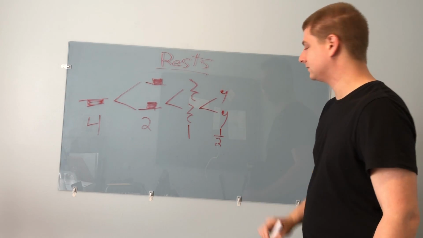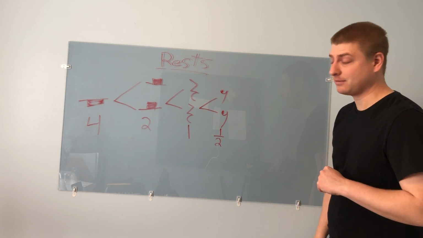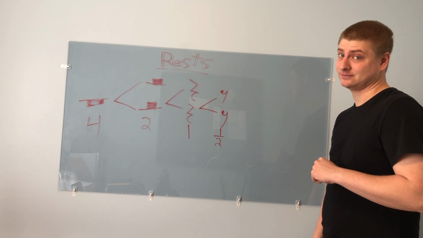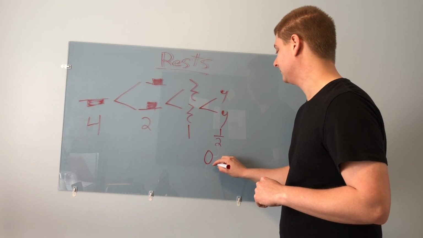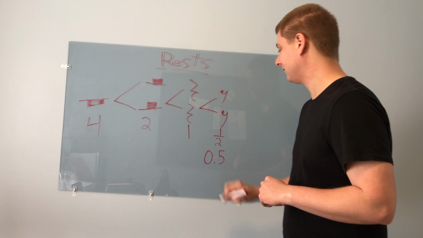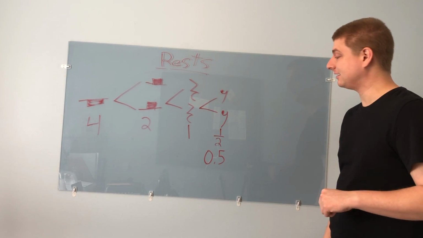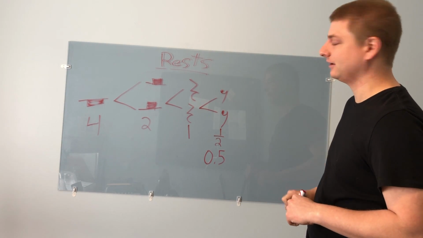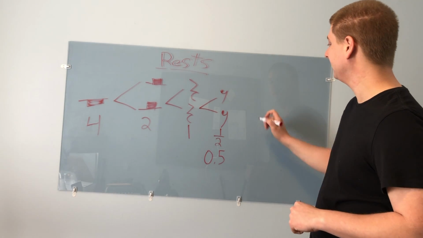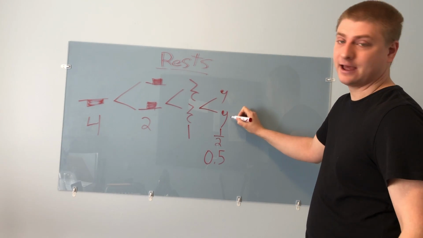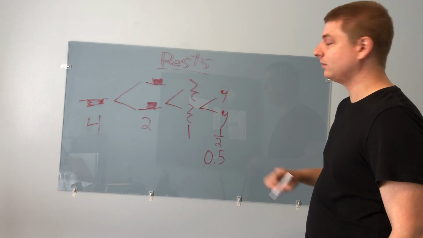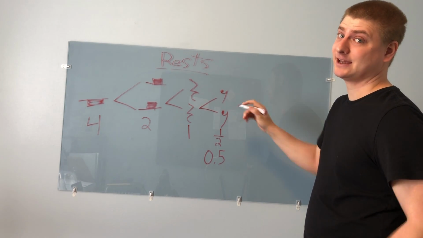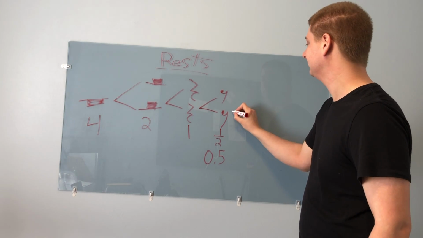Nice. 1 in half is 1/2. 1 over 2. I'll see if you can remember what the decimal is. If you got 0.5, nice job. 0.5, 1/2, half of 1. We're going to take one of these eighth rests and split it in half again.